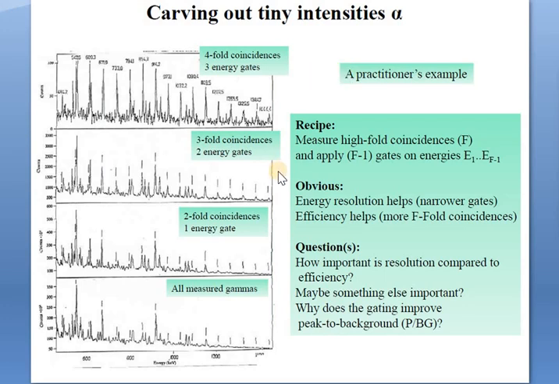Now, basically we want to carve out the tiny intensities alpha. Here I have given you a very simple example. You see, this is the single spectrum. All measured gamma rays are here. You see, this is so very complicated. Now this is twofold coincidence. Twofold coincidence means gamma-gamma coincidence along with one energy gate. This is threefold coincidence. That means we have put a gate on one gamma, another gamma, and are observing the third spectrum. This is much cleaner. Do also note if you can.